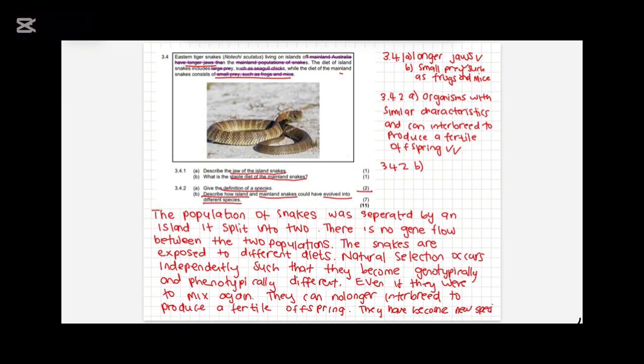A takeaway here is that we mentioned our geographical barrier, and in this case, the different environmental condition, which was their diet.